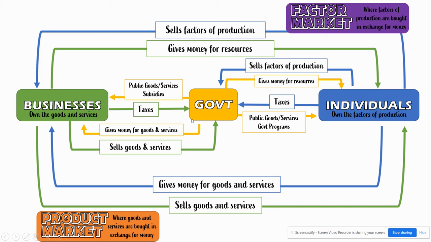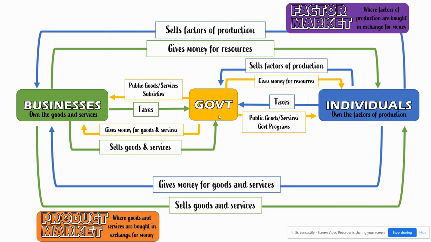So businesses pay taxes just like individuals do. I shouldn't say just like individuals because there are some pretty significant differences, but businesses do pay taxes, right, based on the value of the products that they sell and how much money they're making. So the government uses those tax dollars to buy the goods and services that they need. They use it to buy the resources that they need. And again, all of this is just continuously flowing between our three groups.